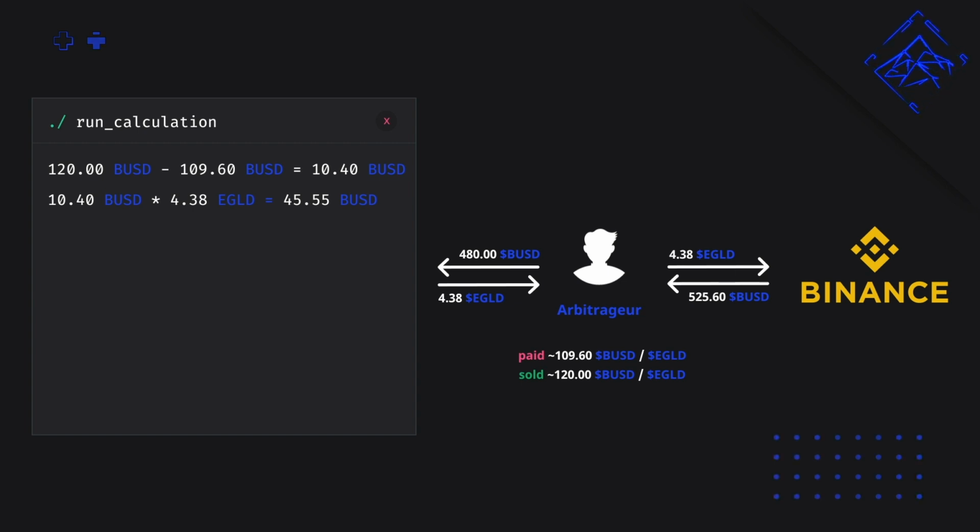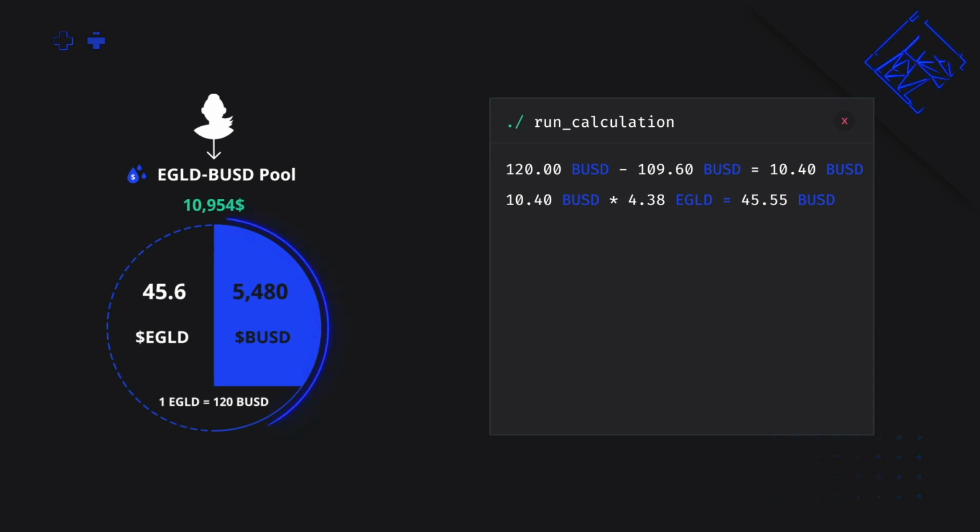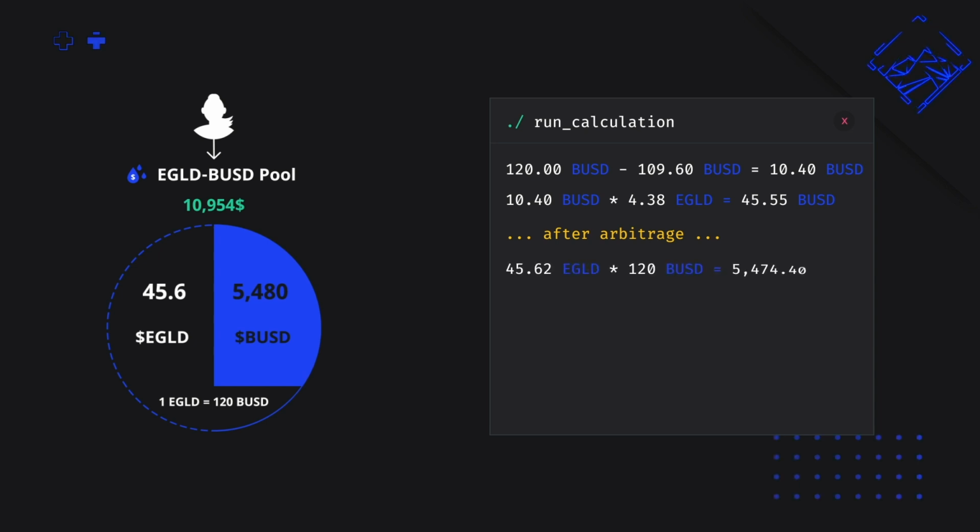It is as if you yourself, instead of just holding your assets, sold 4.38 of your EGLD to this trader, for 109.6 BUSD per coin, even though the real price was 120 BUSD per coin. We can check it, if you were to withdraw your liquidity after this arbitrage, since in our example you own the whole pool, you get back the EGLD and BUSD that are now in the pool, so approximately 45.62 EGLD, and 5,480 BUSD.